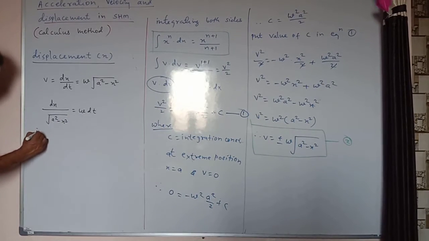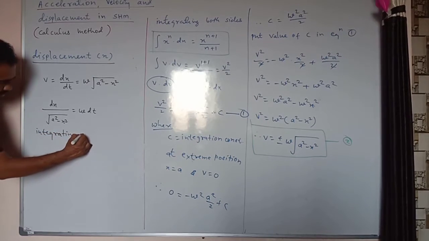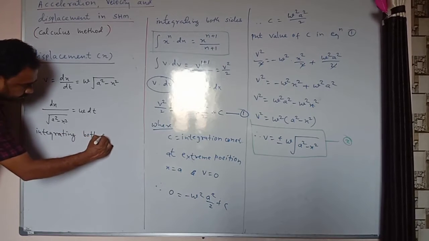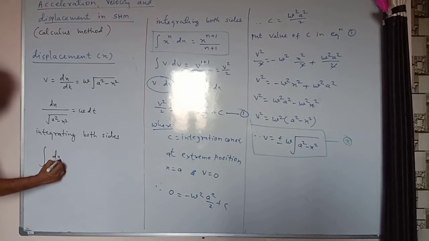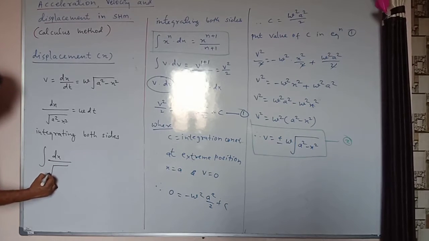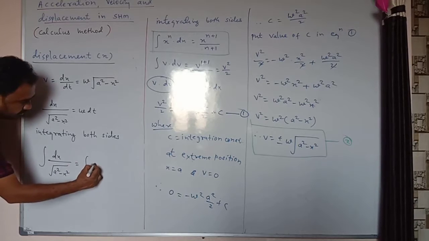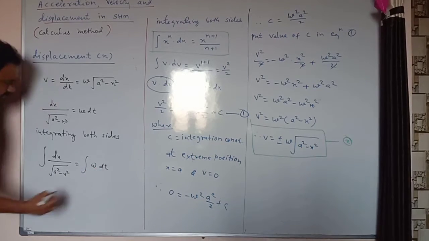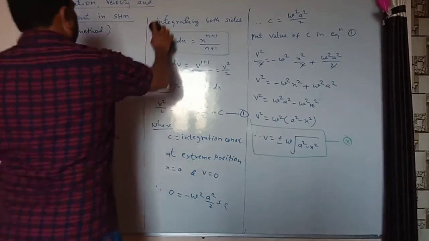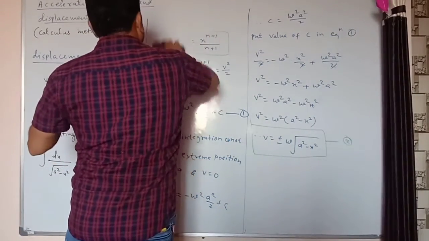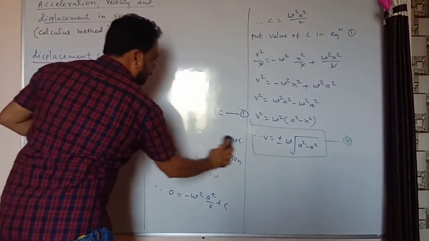So integrating on both sides, what do we get? Integration of dx upon under root a square minus x square is equal to integration of omega dt. Okay, so how can we solve this equation? We can solve this equation by using an integration formula.